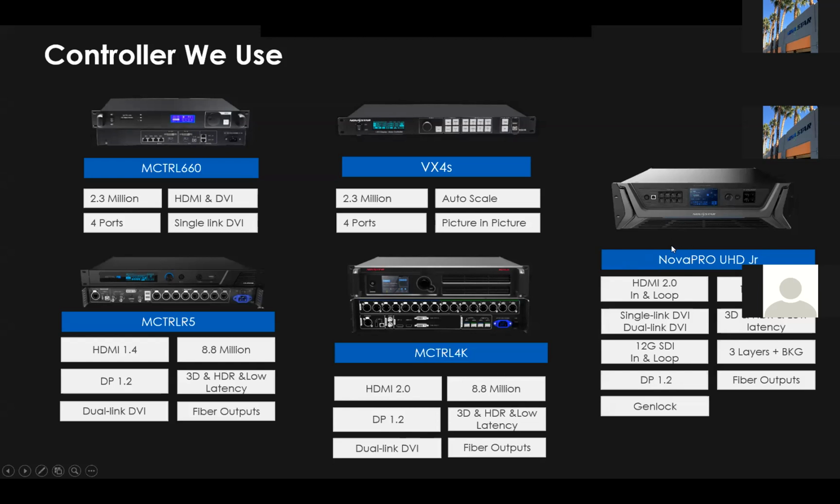And the last one is Nova Pro UHD Junior, which supports HDMI 2.0 in and loop, and supports 10.4 million pixels. Yes, this is all the controllers we have now. And the most popular ones, I mean.